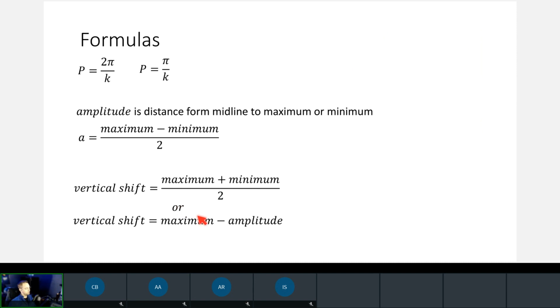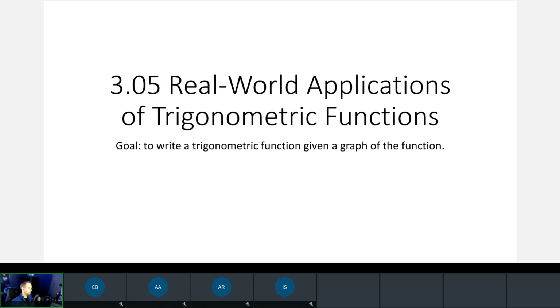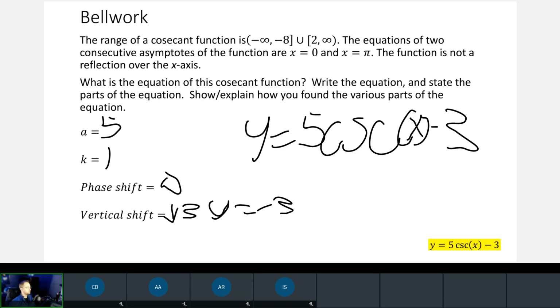Or we could take, if you know the amplitude and you know a max value, you can take the max and subtract the amplitude and get the same shift. So let's go back to this one, and this one's a little different because it's cosecant and you have the gap in the middle. So let's see if it still applies to this.